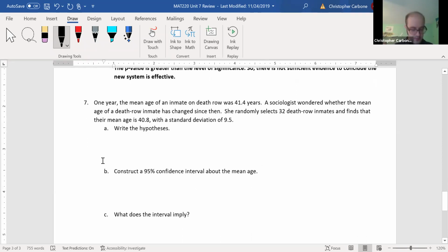For number 7, we have 1 year. The mean age of an inmate on death row was 41.4 years. Sociologists wondered whether the mean age of a death row inmate has changed since then. She randomly selects 32 death row inmates and finds that their mean age is 40.8 with a standard deviation of 9.5. We want to write the hypotheses. So the null hypothesis is that the mean is 41.4, and the alternative is that the mean is not 41.4.